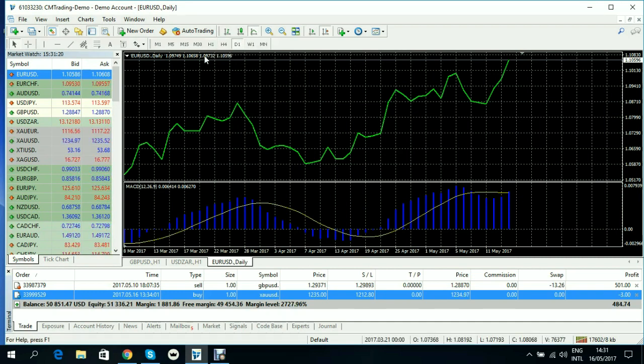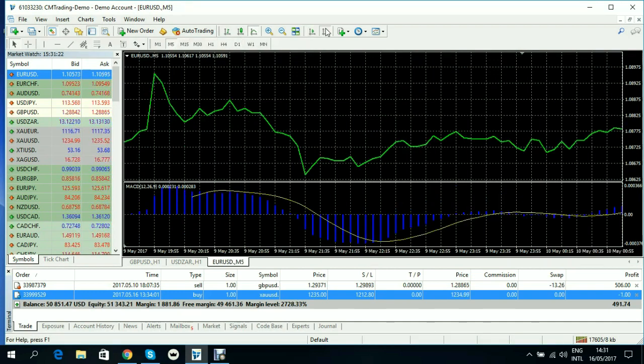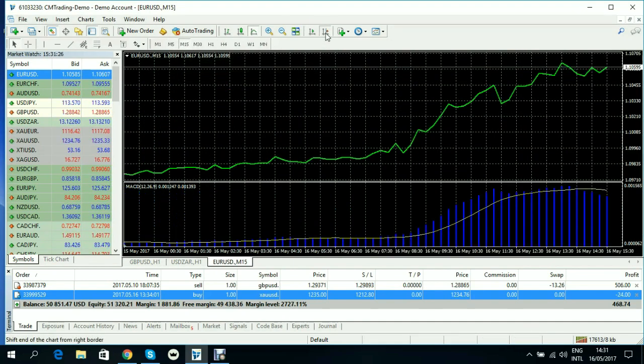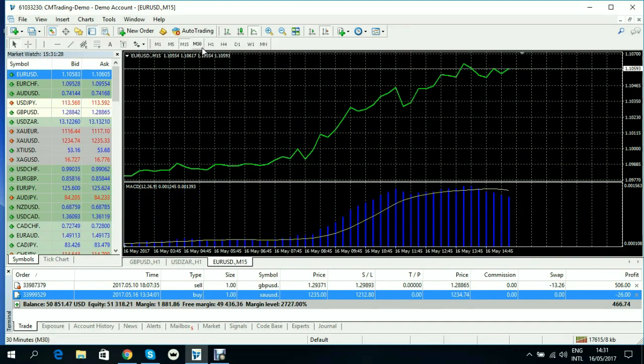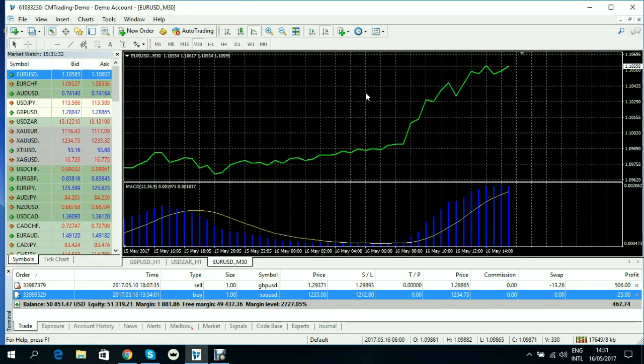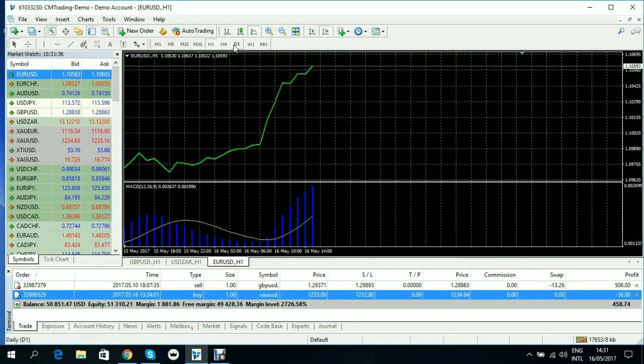If you are a scalper, then you will be using a shorter time frame. If you are a day trader, you'll find that you'll be using between 1 hour, 4 hour and the daily chart.